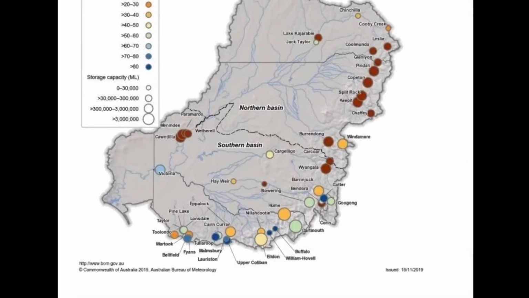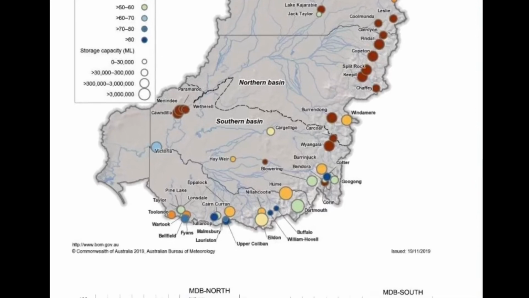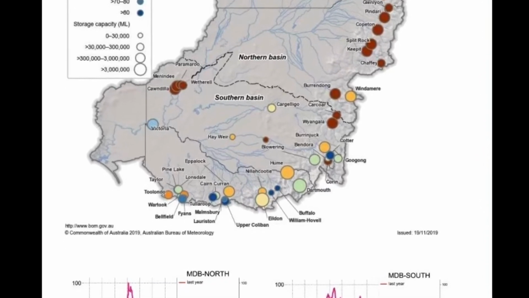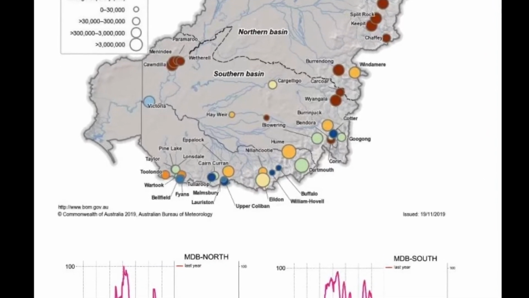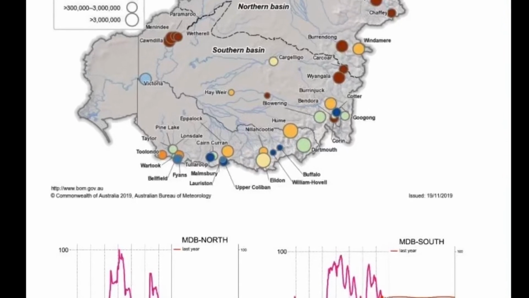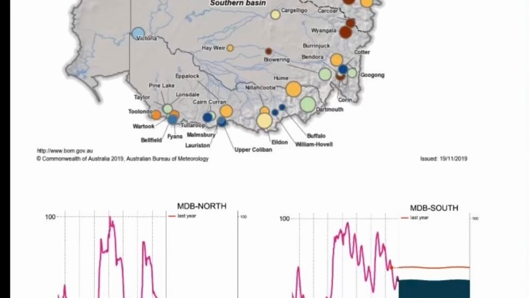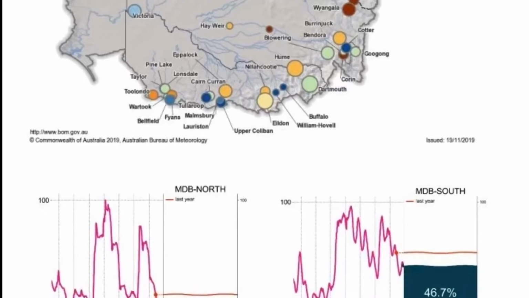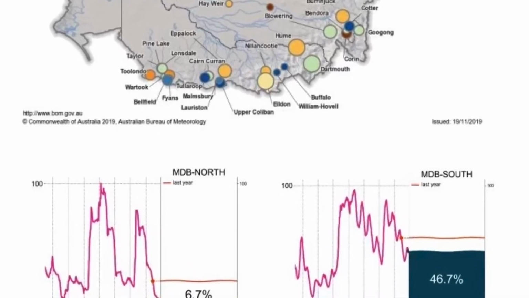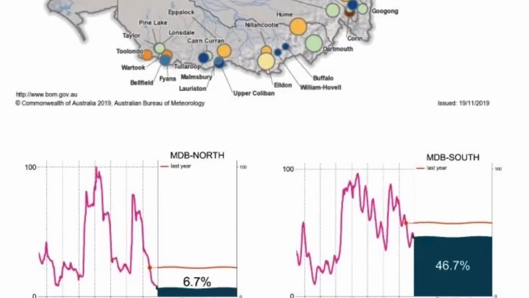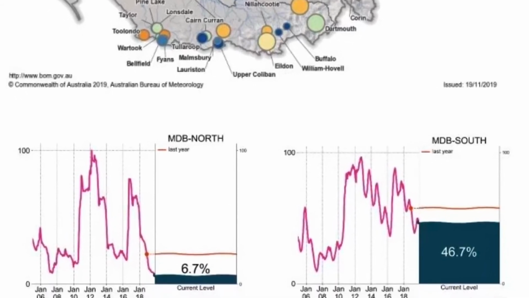This figure here shows storage levels in the basin as of October 31st, 2019. The northern portion of the basin is currently at 6.7% of its total storage capacity, while the southern portion of the basin is at 46.7% of its total storage capacity for water.